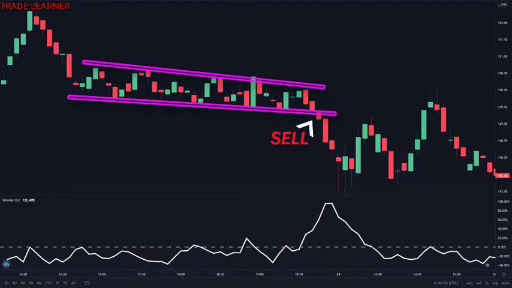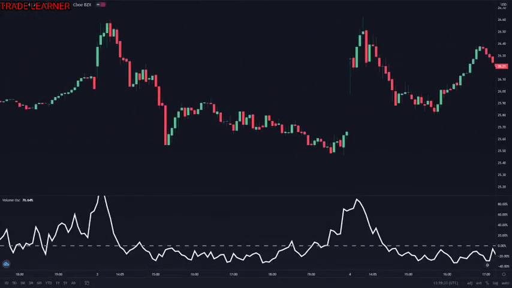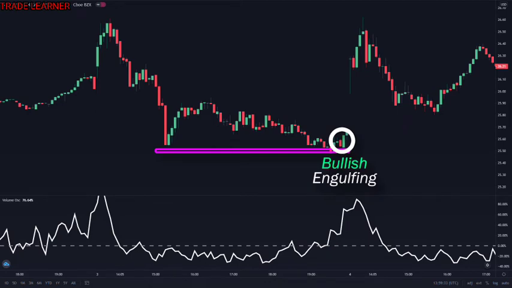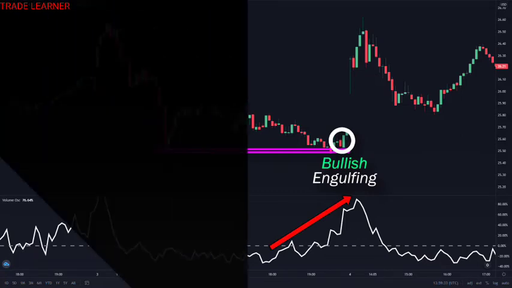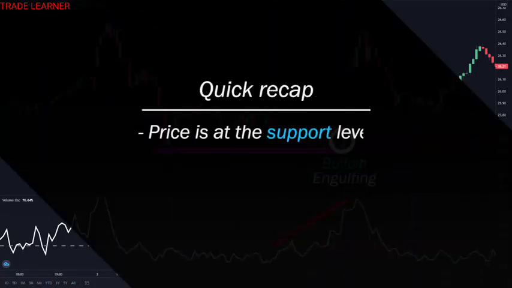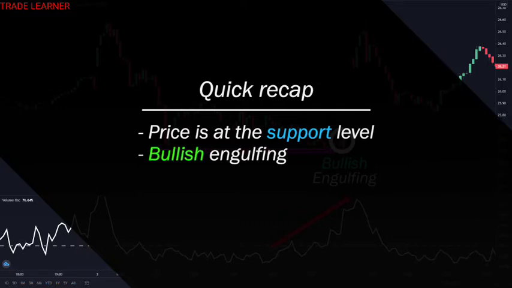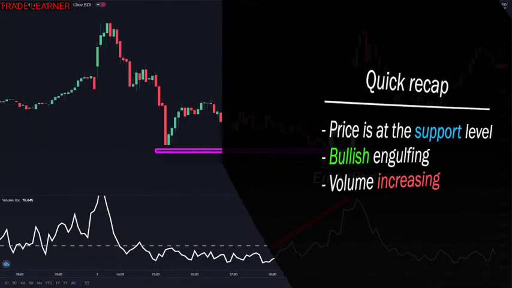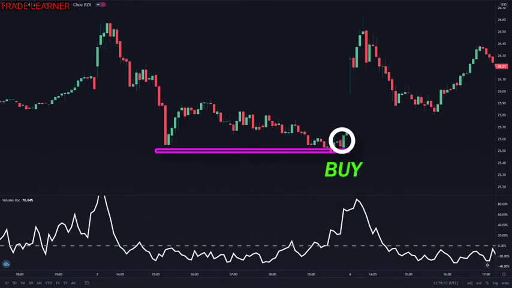So let's move on to another chart. Here we have Bank of America, and as you can see, prices went down to this level and up again, making this a key support line. And as prices went back to this level again, we spotted a bullish engulfing pattern, which is a bullish signal, and the volume oscillator is also increasing. So let's do a quick recap. Prices are at the support level, a bullish engulfing pattern formed against that support level, and the volume oscillator is increasing, indicating a strong momentum to the upside. So this is a good opportunity to take a buy position.